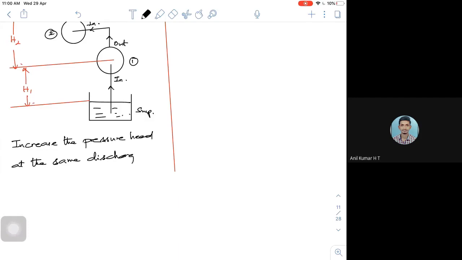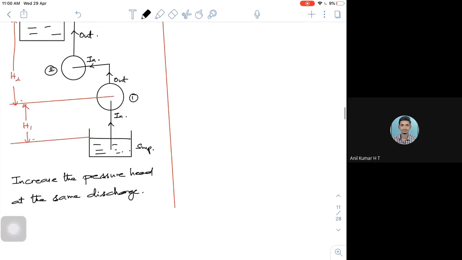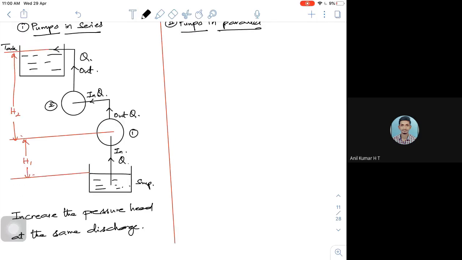What is the discharge here? This is Q. Fine. So the discharge which is coming out is also Q. Here also it is Q. So for the same discharge, suppose I have a 10-story building.